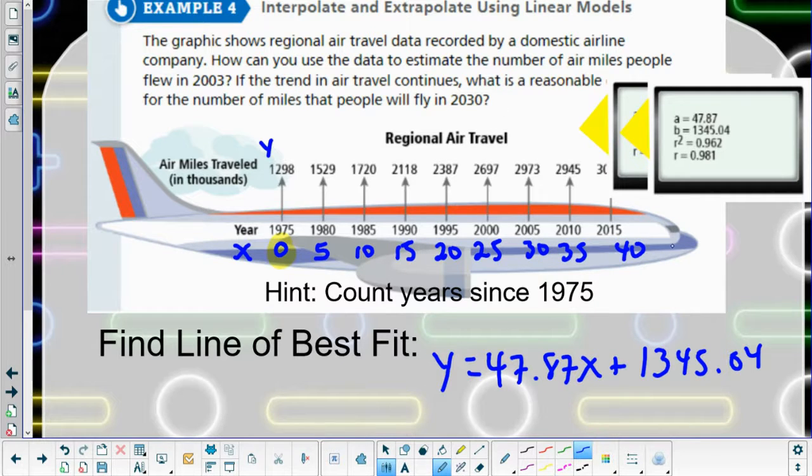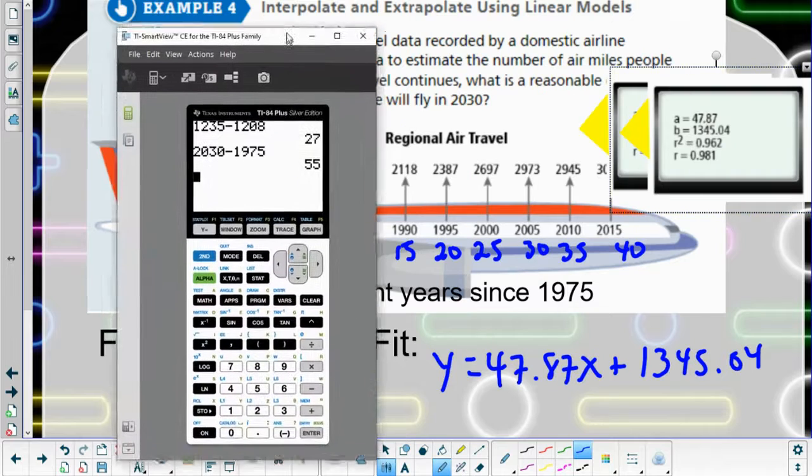So 50 years would be beyond this. That would be extrapolation, because we're talking about beyond our data, okay? So it's outside the data that we're given. So what we can do is, like I said, 2030 is 55 years after 1975. We can substitute that into our equation.